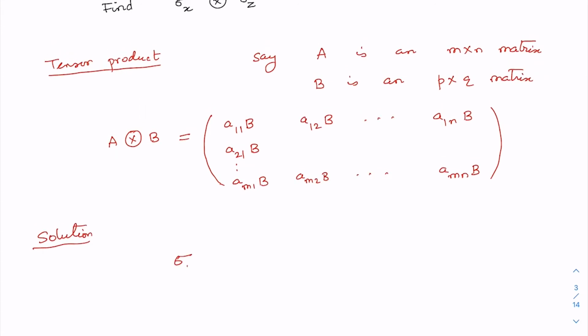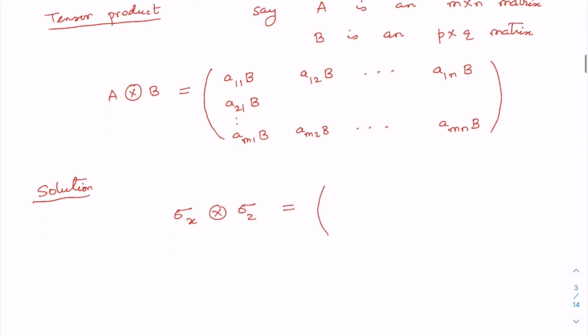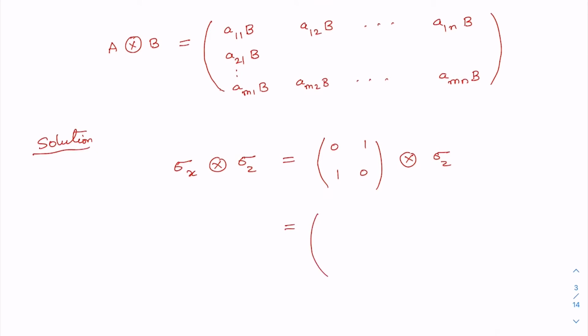Sigma x tensor product with sigma z. We know that sigma x is represented by the matrix 0, 1, 1, 0. So this is sigma z also we know. Let me go step by step. So here I have 0 into sigma z, and then we have here 1 into sigma z. So this is here sigma z, 1 into sigma z here, sigma z, and 0 into sigma z.